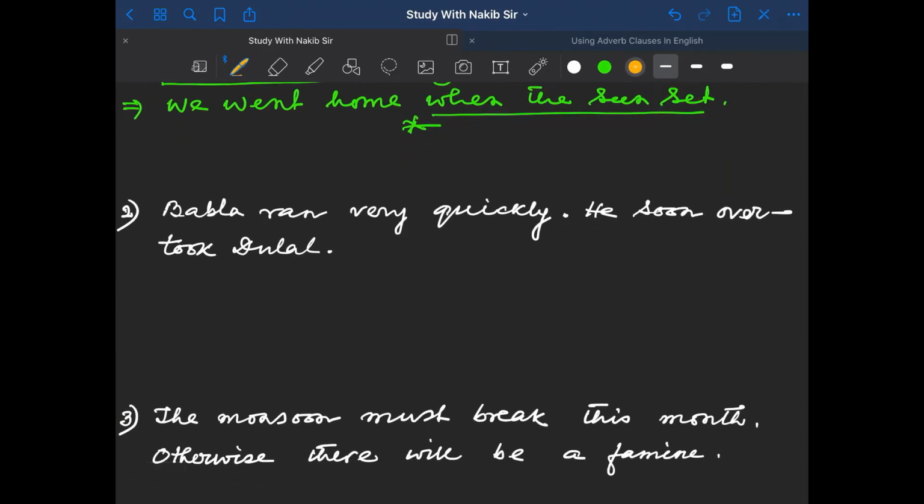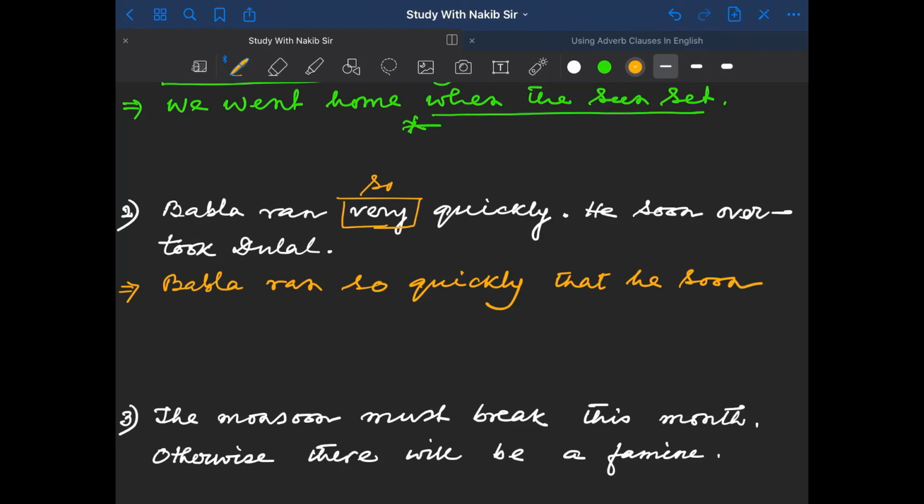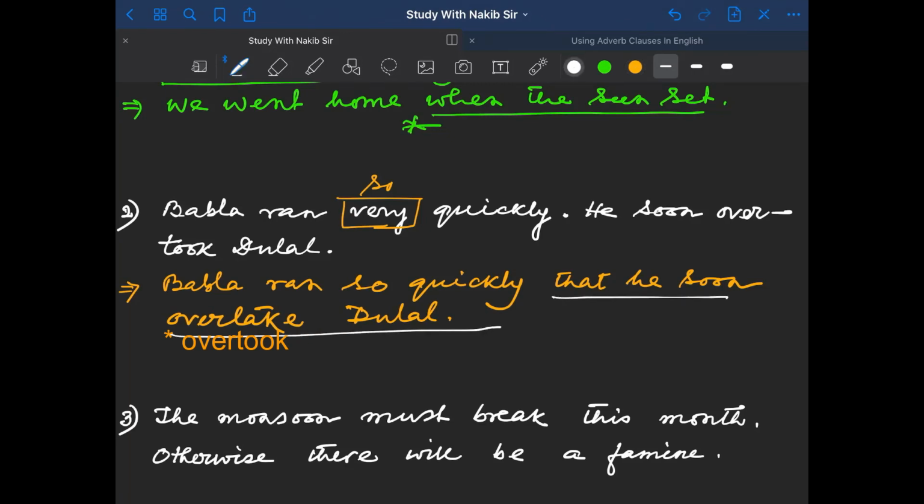Babla ran very quickly. You know, very means it will turn into so. So, Babla ran so quickly. Babla ran so quickly that he soon overtook Dulal. Babla ran so quickly that he soon overtook Dulal. This one is the effect. So it is an adverb clause.